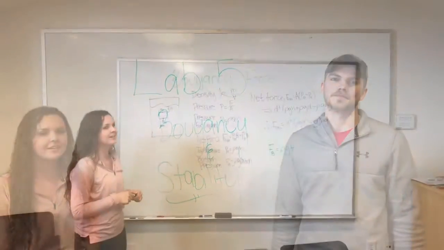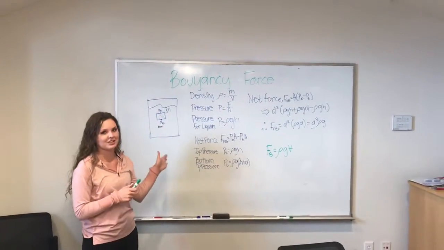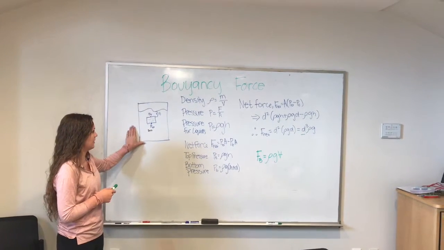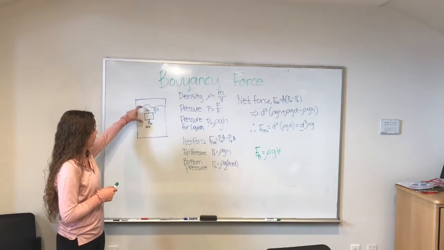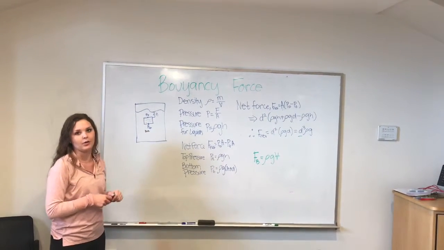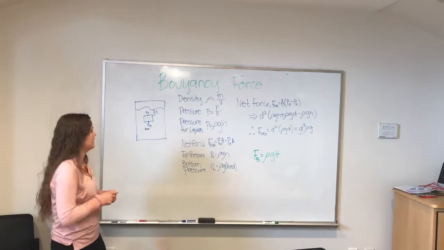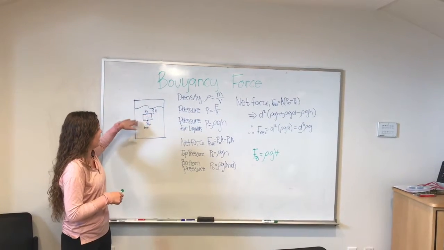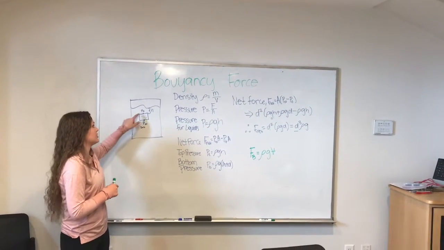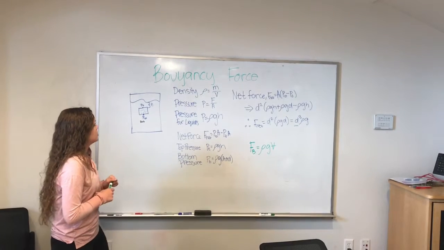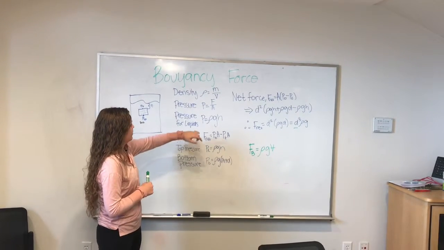This is the derivation of buoyancy force based on this diagram with an object floating in the middle of water. It's a square, so base and height are the same, and there's some height between the surface level and the object. There's a pressure difference from the top and the bottom. Just going over some of the basic terms that we'll be using.